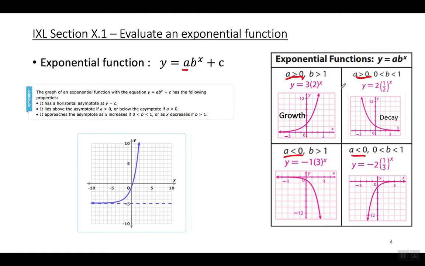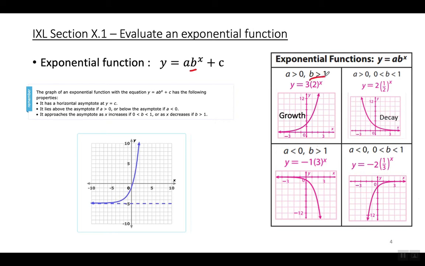So again, the top ones, A is positive. You can also look right here at this example. A is positive, so the graph is above the horizontal asymptote. On the bottom ones, A is negative, so the graph is below the horizontal asymptote. Okay, and then the last thing is B. Let's talk about B.